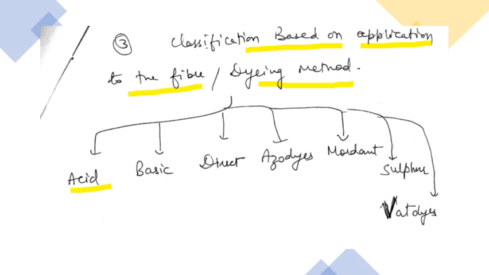The acidic dyes, which are also called anionic dyes. Basic dyes, which are also called cationic dyes. Direct dyes, which are directly used. Azo dyes also come in the category. They are classified on the basis of the chemical composition as well as on the basis of application. The mordant dyes, sulfur dyes, and the VAT dyes. So these are the 7 types of dyes on the basis of the application we can understand.